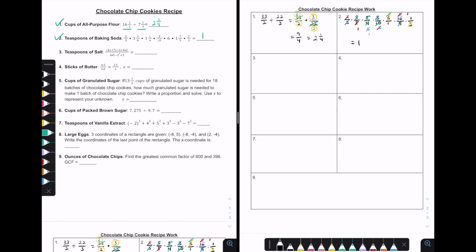All right, for number 3, let's check out the salt here. And what I'm going to do is take a look at just the top first and then the bottom. So let's do the top.